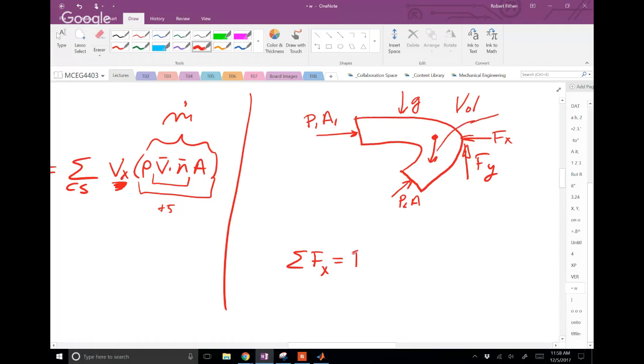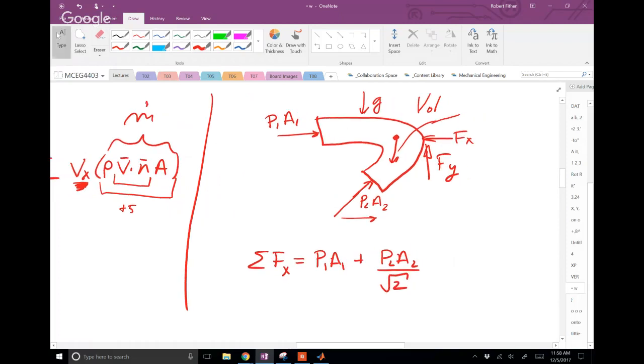But what does matter is that you have a P1A1 moving to the right. You have a P2A2 here, but only a portion of it is pushing to the right, that's times the cosine of whatever angle. And then the only thing you have left is FX.